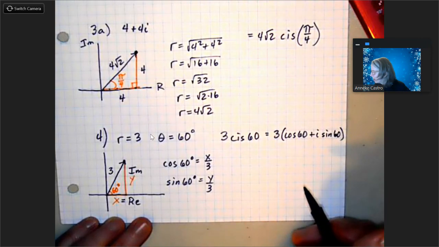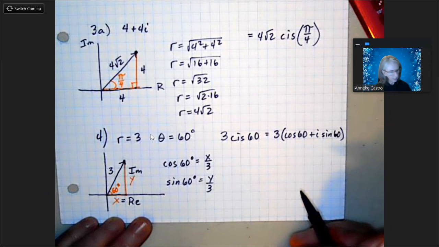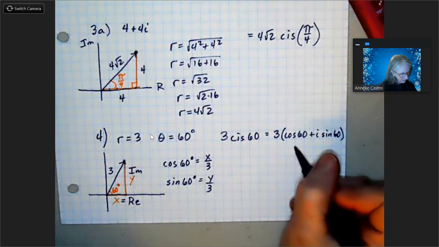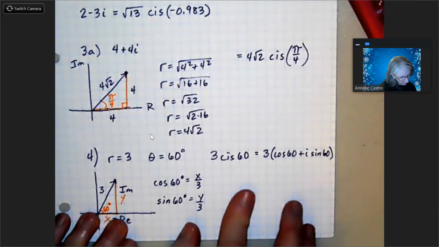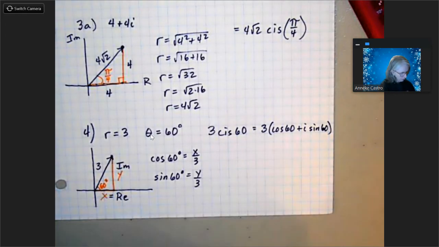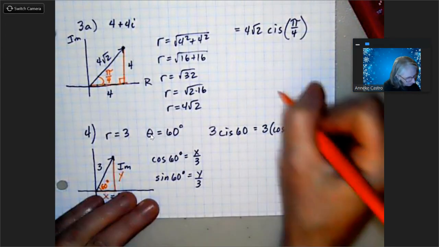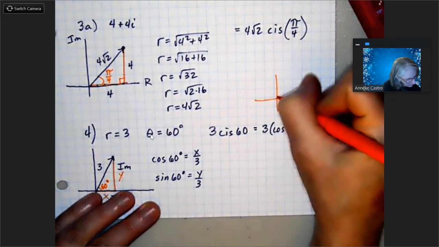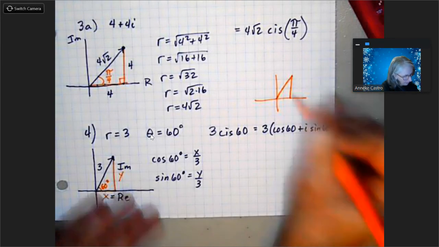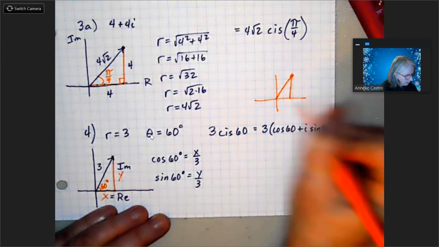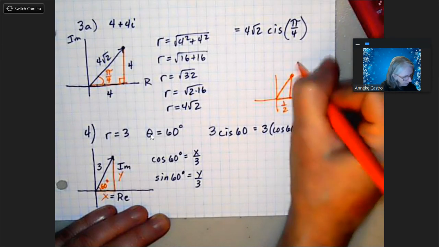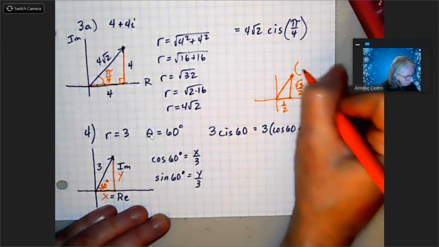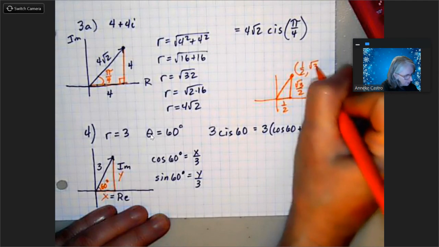Okay, and did they want us to do it in exact form? Yeah, they wanted an exact form, I believe. So cosine 60, did I write it down somewhere already? No, where is it? Okay, so if I make my little unit circle, 60 degrees is right here. So if we're thinking about our unit circle, what are the coordinates right here? Well, this would be 1/2, and this would be square root of 3 over 2.